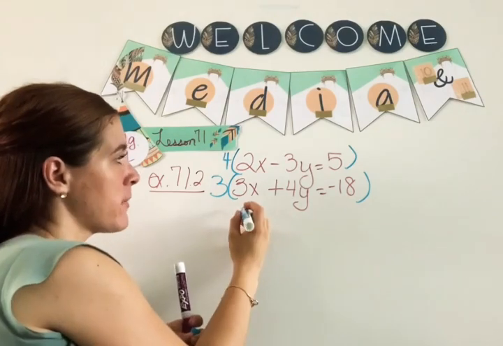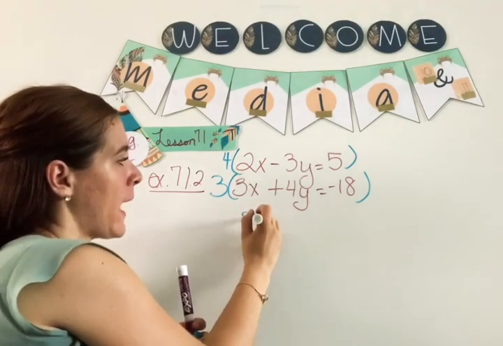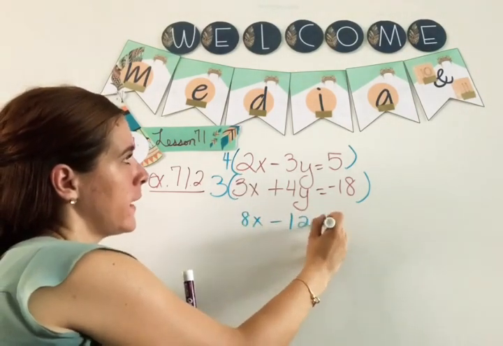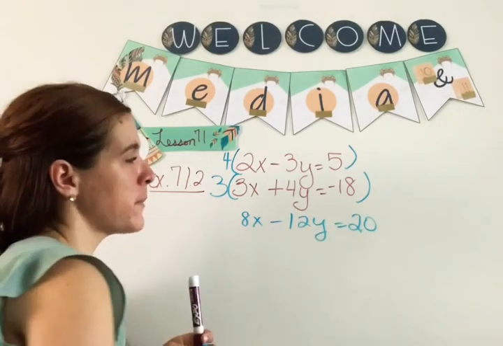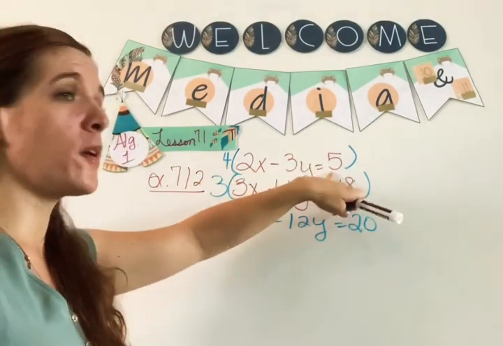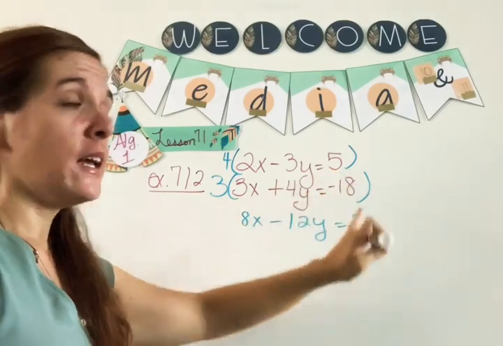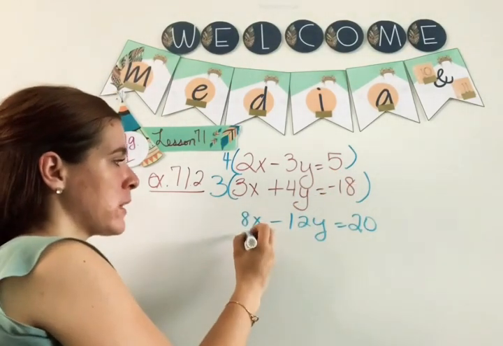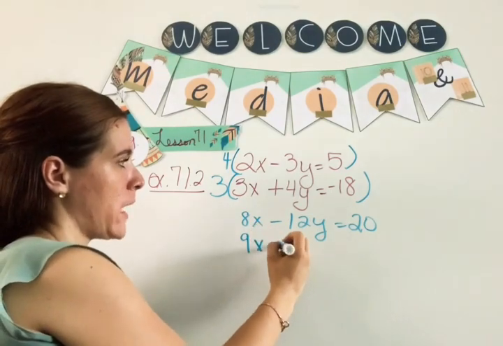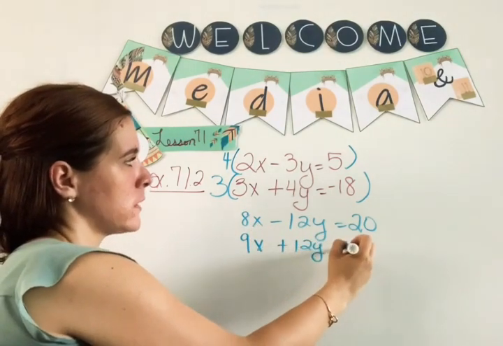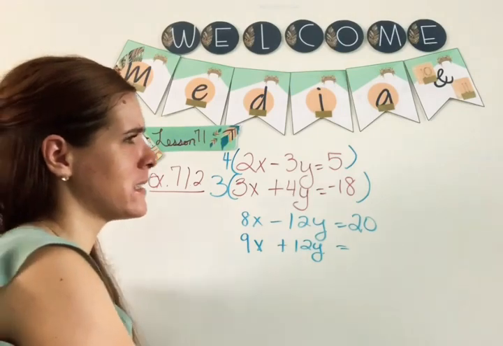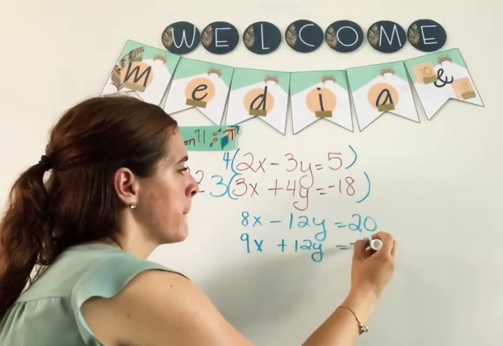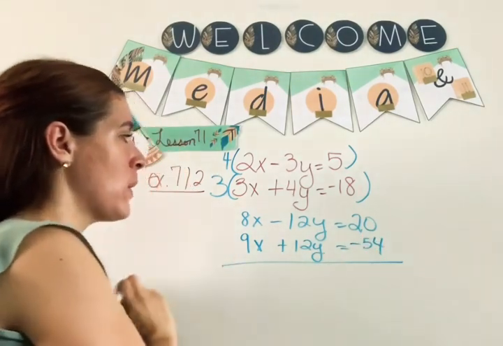Okay, so I'm going to rewrite them down here. We've got the first one, 8x minus 12y equals 20. Big temptation, be careful. Make sure you always multiply over here with the answer too. A big temptation is to put that as 5 again. Okay, but we can't do that. Then we have 3 times 3 is 9x plus 12y equals negative 18 times 3 is negative 54. Okay? Then we can eliminate.